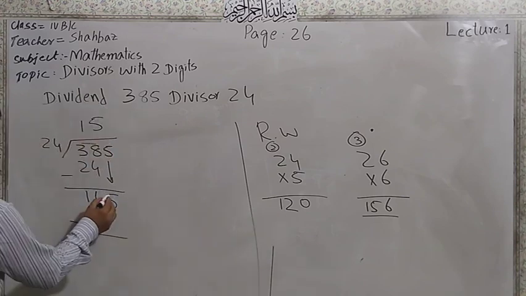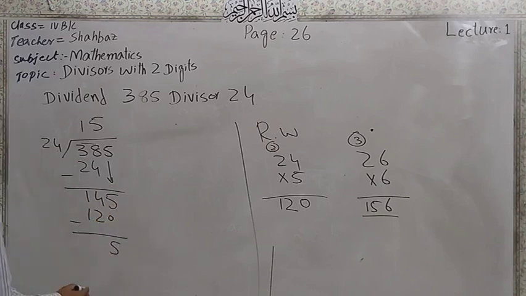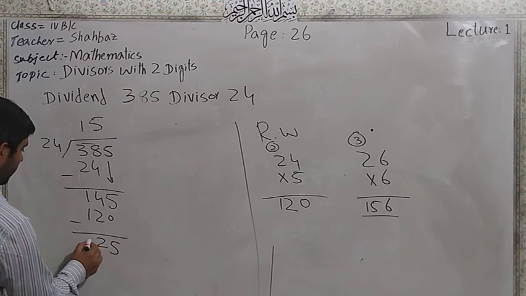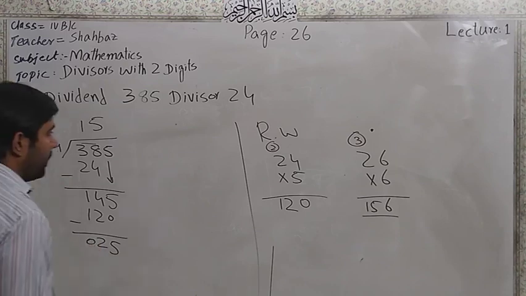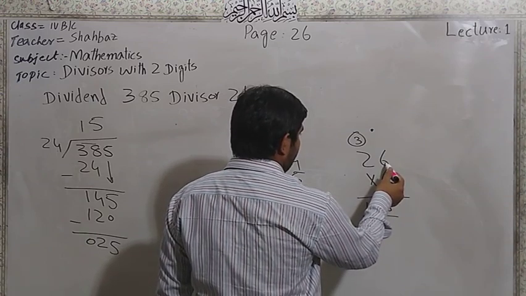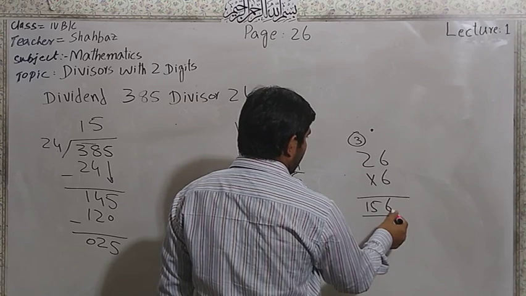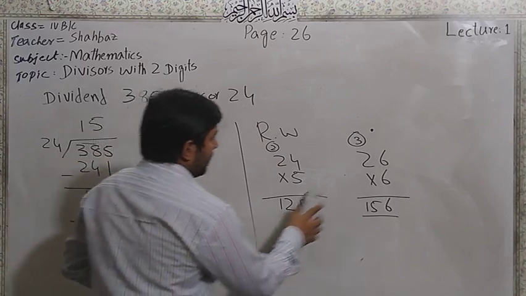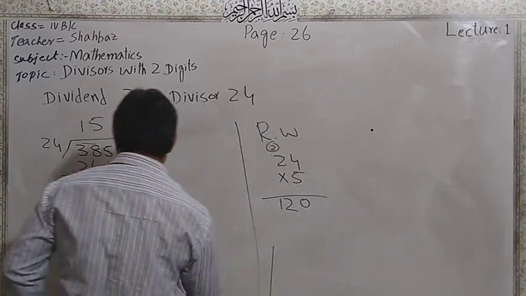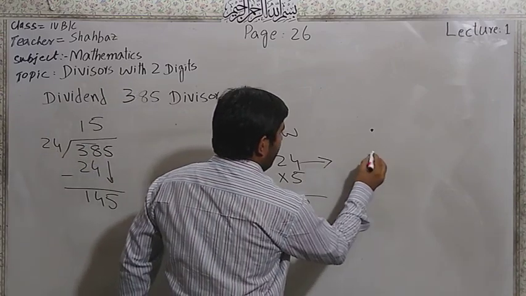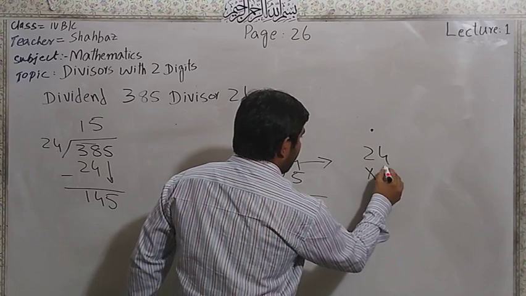Now you subtract this one. 5 minus 0 will be 5. 4 minus 2 will be 2. Sorry. I don't know. Sorry, this is 24. 24 multiplied by 6.